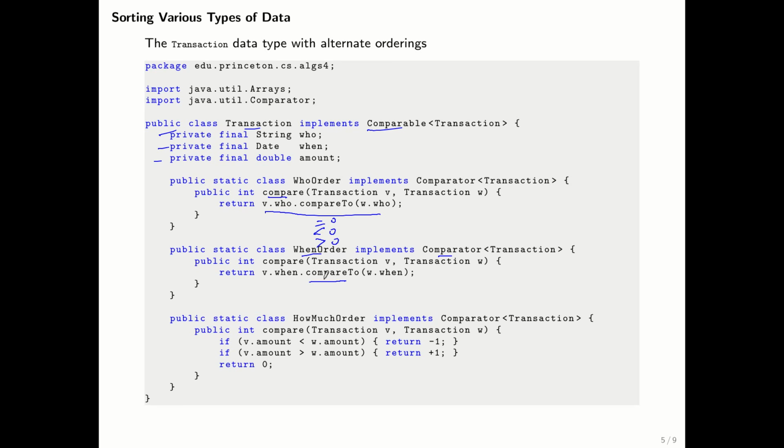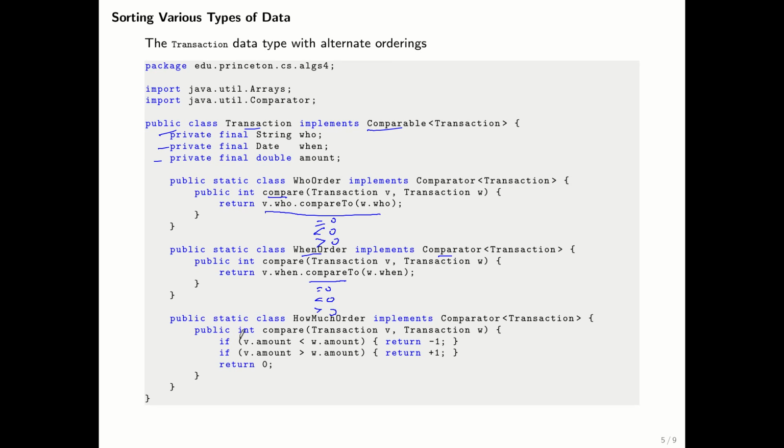So we are simply relying on the implementation of compareTo inside of Date to compare v.when and w.when. And this again ends up doing the right thing, meaning it returns 0 when the two dates are the same, less than 0 when v.when is less than w.when, and greater than 0 when v.when comes after w.when. Okay, so that's the value we end up returning from compare.